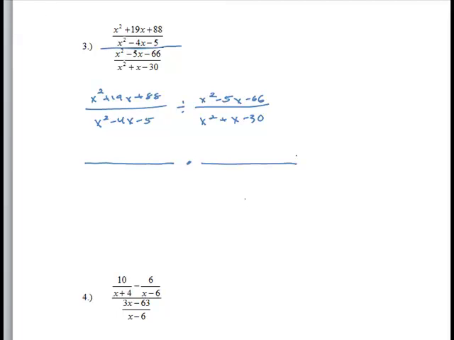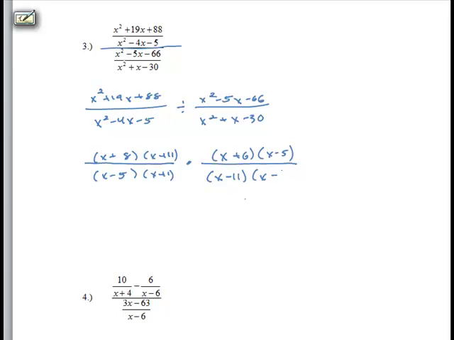And in the process of doing that, we can go ahead and factor. That first numerator factors into x plus 8 times x plus 11, its denominator, x minus 5 times x plus 1. The second rational, the denominator becomes a numerator, so it factors into x plus 6, x minus 5. The numerator became the denominator, factors into x minus 11 times x plus 6.